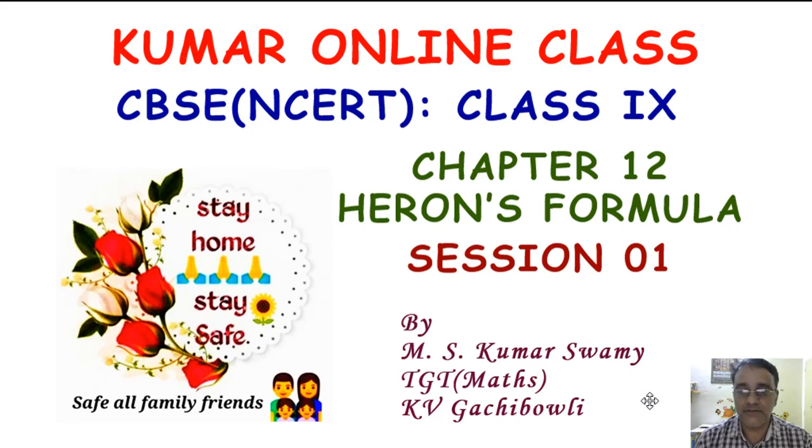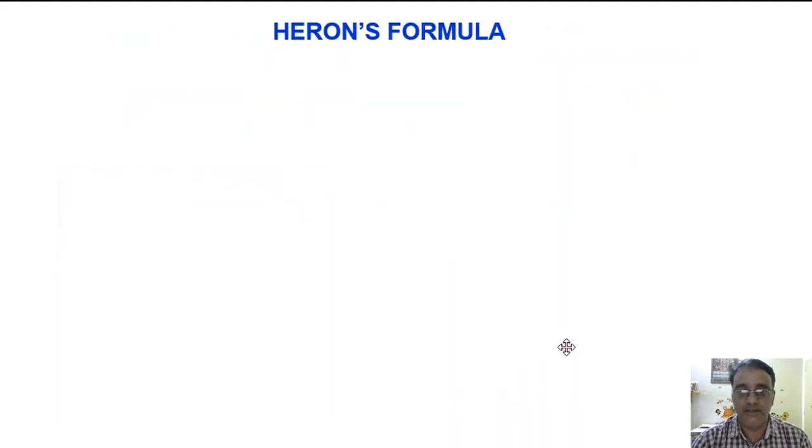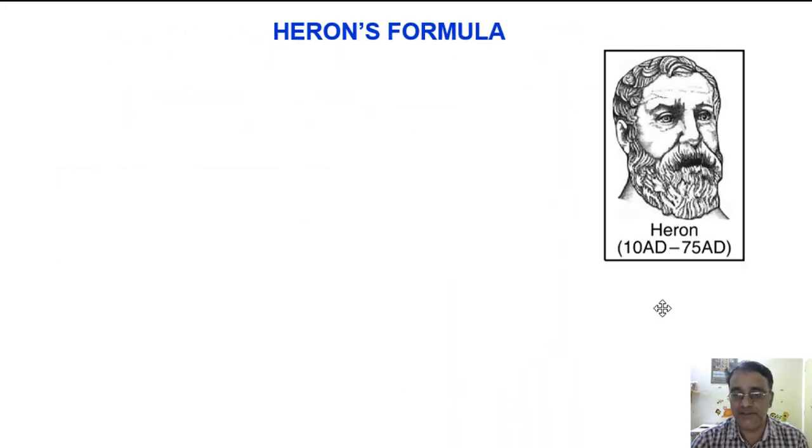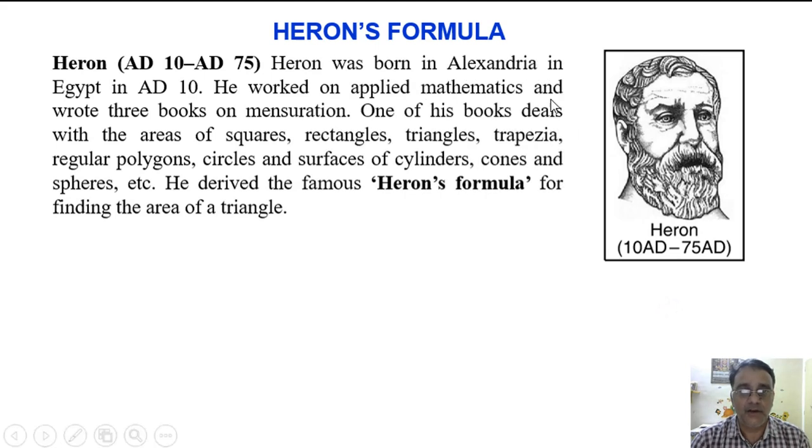So today we are going to start session number 1 of chapter number 12, Heron's formula. Let us start the chapter with a great mathematician, Heron. Heron was born in Alexandria in Egypt in AD 10. He worked on applied mathematics and wrote 3 books on mensuration.